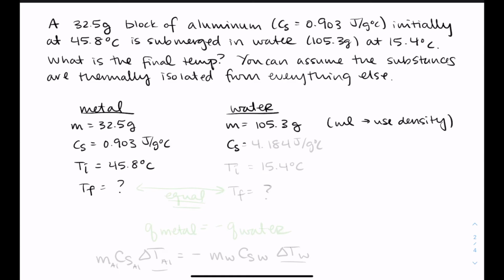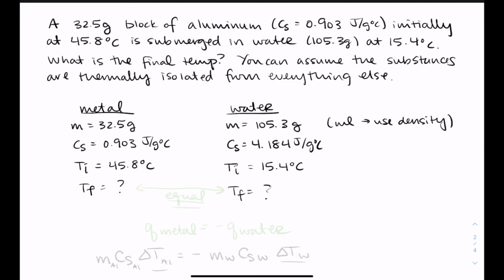So for the metal, I know that the mass is 32.5 grams. The specific heat capacity is 0.903 joules per gram degree C, and my initial temperature is 45.8 degrees C. What I don't know is the final temperature.